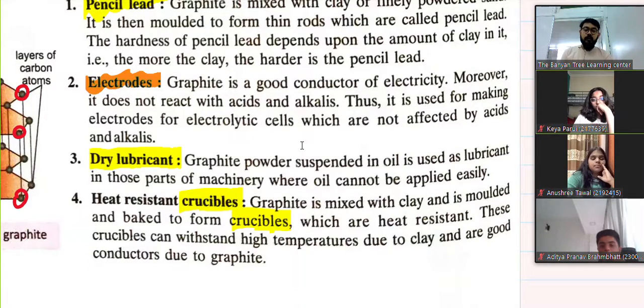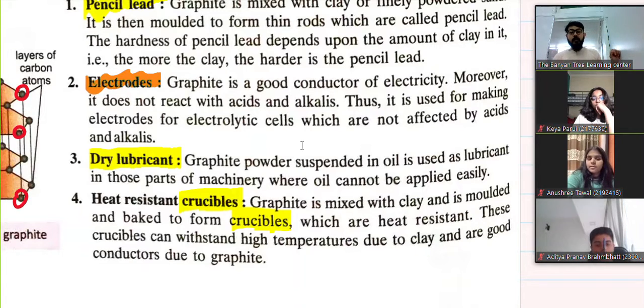Dry lubricant. Graphite powder suspended in oil is used as a lubricant in those parts of machinery where oil cannot be applied easily. तो वहां पे ग्रेफाइट का पाउडर यूज होता है, वो lubricant की तरह काम करता है.